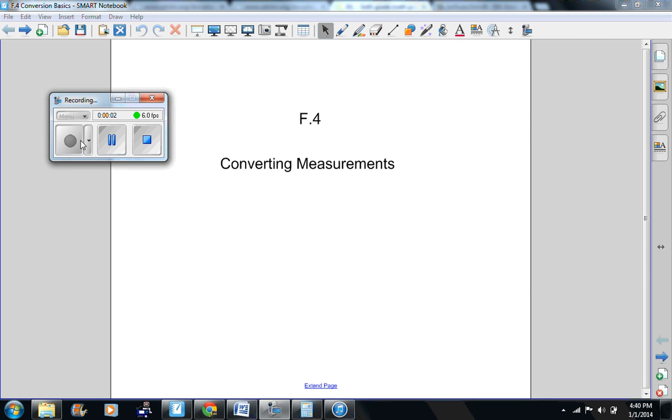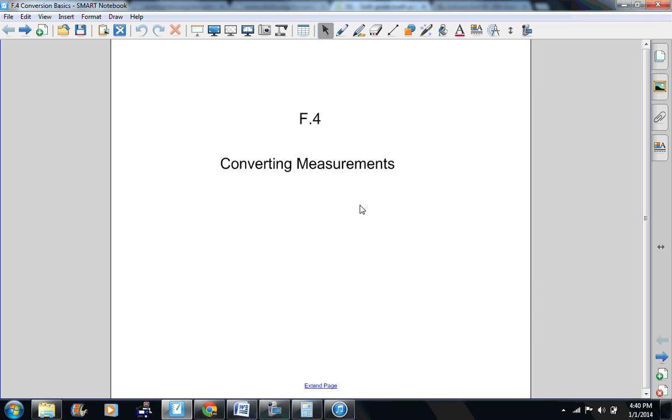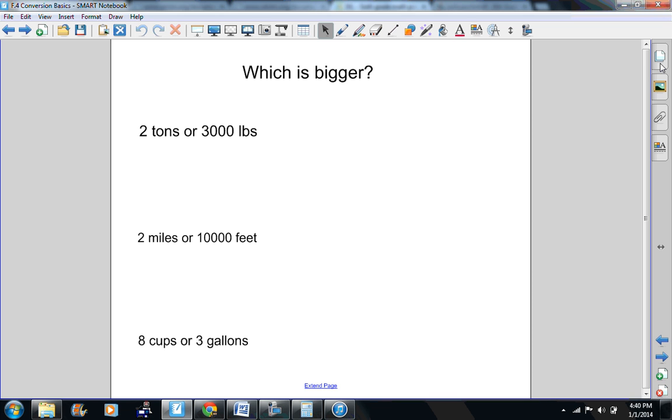So now we're going to get more into conversions with these measurements. This one's going to be a little bit more tangible, a little bit easier to have a nice method to work out, unlike the last section, which you just had to figure out. So we start with which is bigger problems.